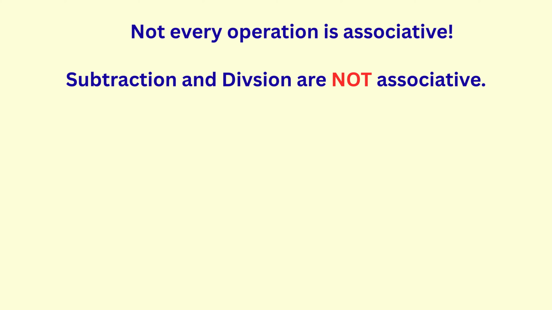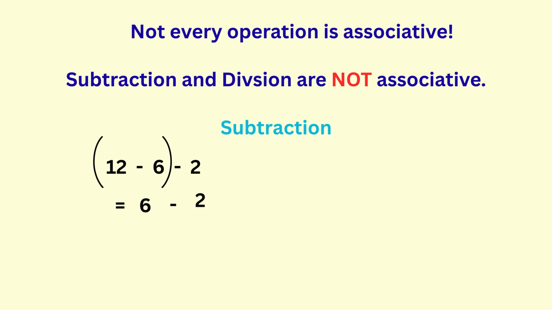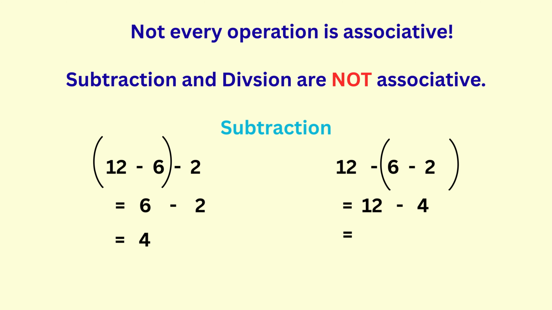Now, subtraction and division are not associative. Take, for example, 12 minus 6 minus 2. If we group the 12 minus 6 first, we'll get 6, and 6 minus 2 equals 4. However, what if we group 6 minus 2 first? We'll get 4. But 12 minus 4 is 8, a different result.